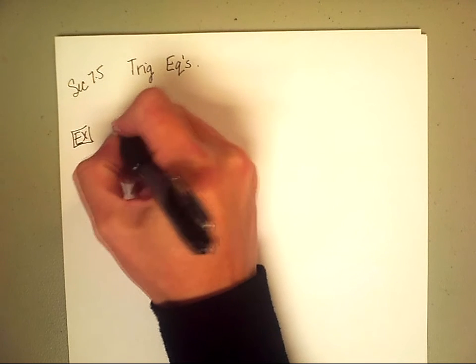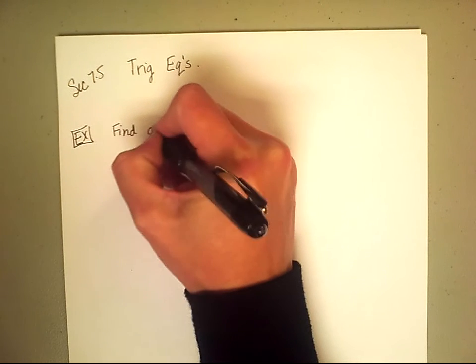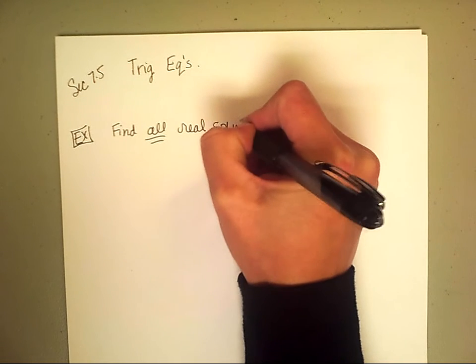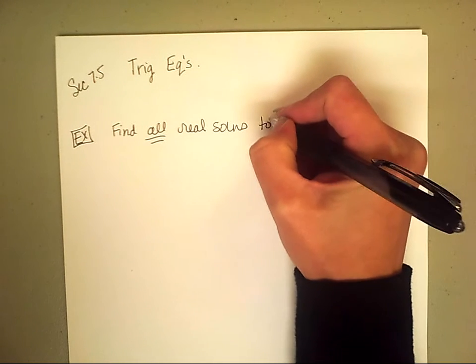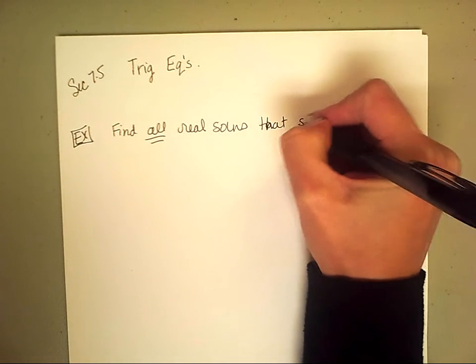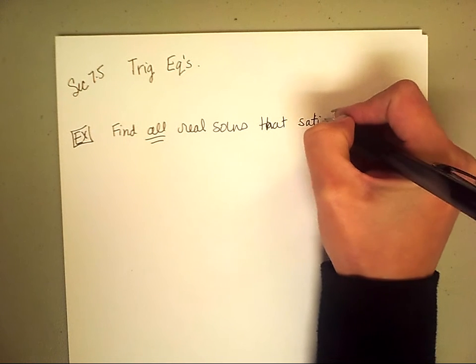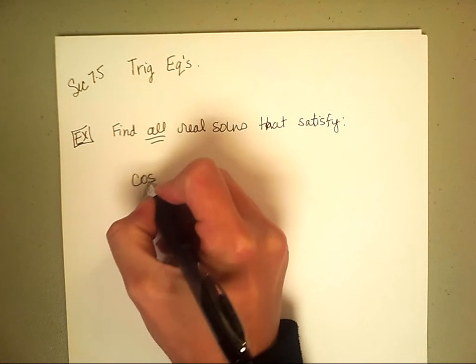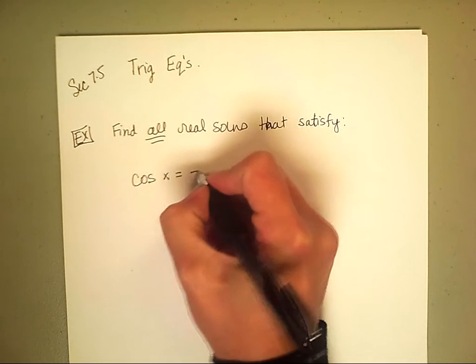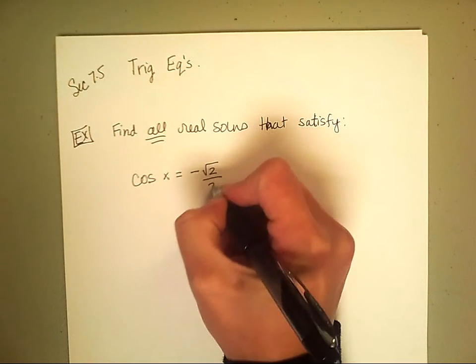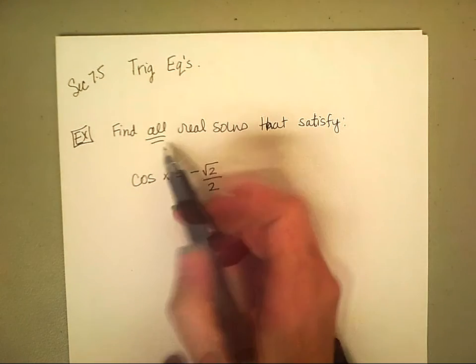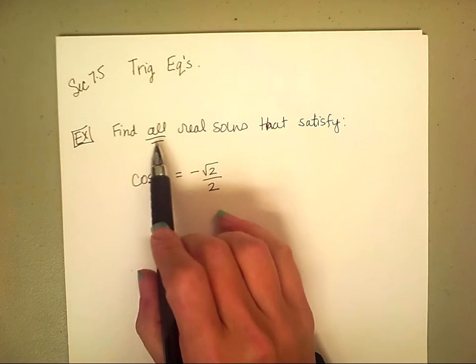Let's say we want to find all real solutions that satisfy our equation, and our equation will be the cosine of x is equal to negative square root of 2 over 2. Now notice here we are being asked to solve and find all of them.